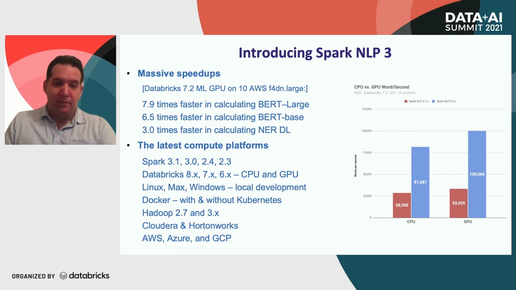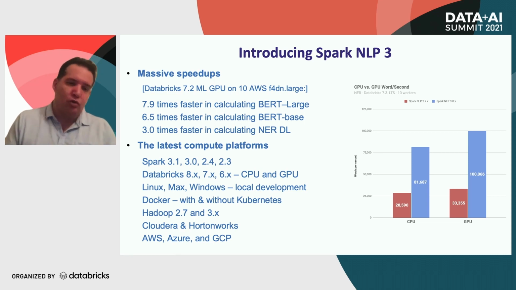If you look at the compute platforms we support, we now support really all Databricks versions, 6.x, 7.x, and 8.x, whether with CPU or with GPU, and we've tested and optimized on all of them. If you're working on a single machine, and this is very common, sometimes you get the question of whether Spark NLP only applies if you're working on a cluster, but probably most people just work on their local machines. So you have builds for Linux, for Mac, and for Windows that all work. You can work either just on a local machine, or within Docker, with or without Kubernetes.